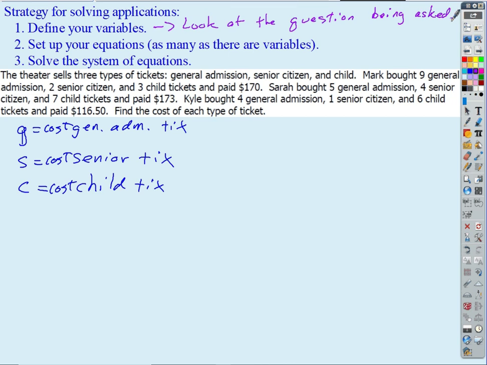Now, what about the equations? Usually, the equations are going to be set up pretty logically. I mean, they sort of make sense. They're going to flow with the problem. It's almost always like one sentence per equation, usually. It doesn't always work that way, but a lot of times it does. So what about this one? Mark bought 9 general admission, 2 senior citizens, and 3 children's tickets and paid $170. So that's equation 1. What's that going to look like?